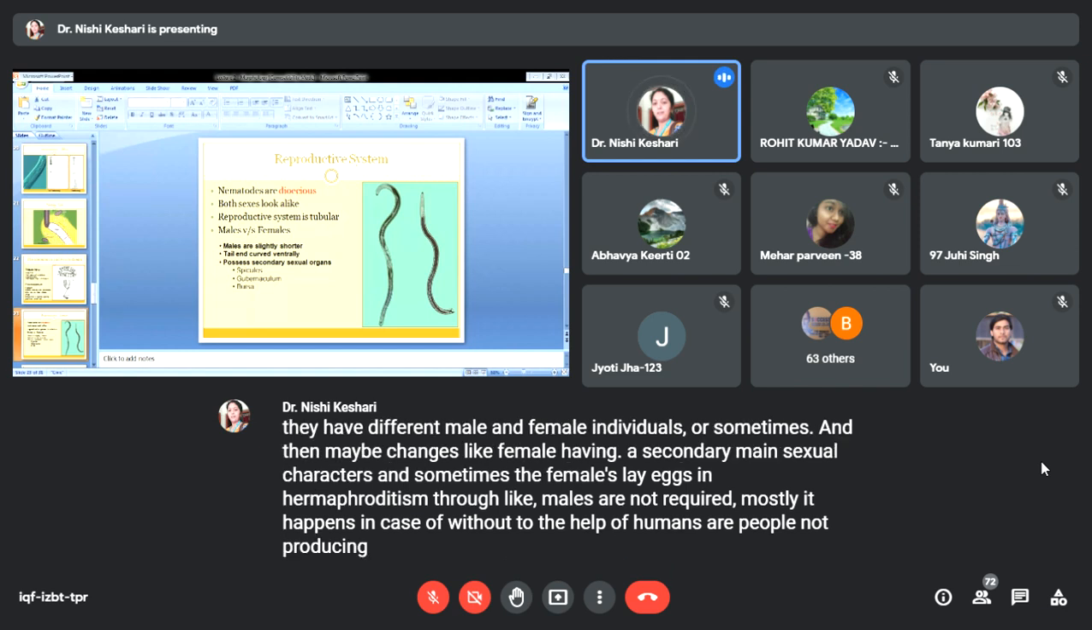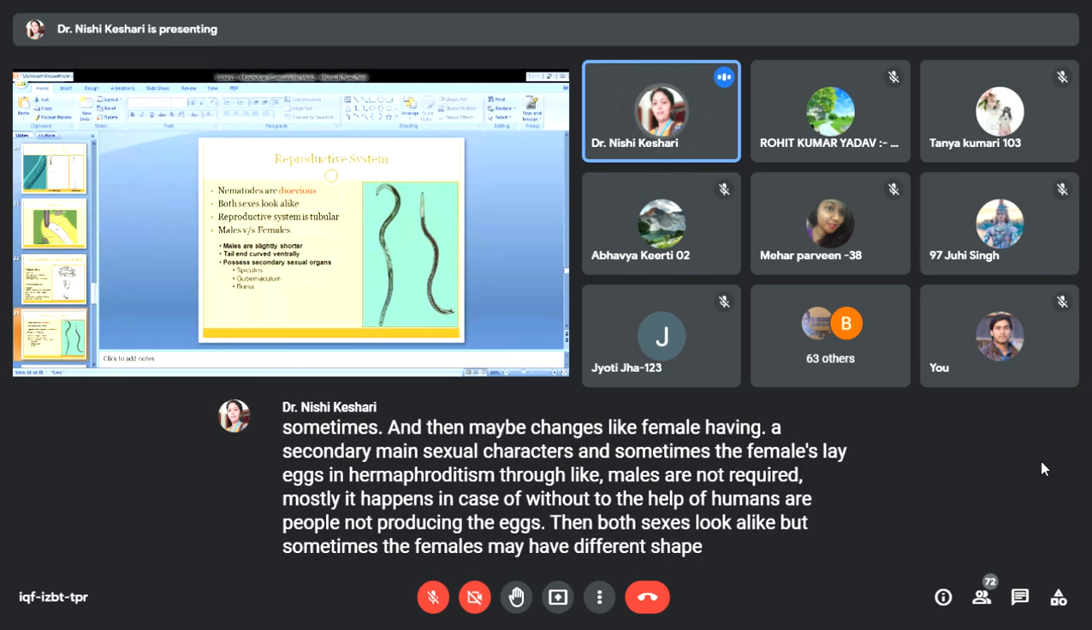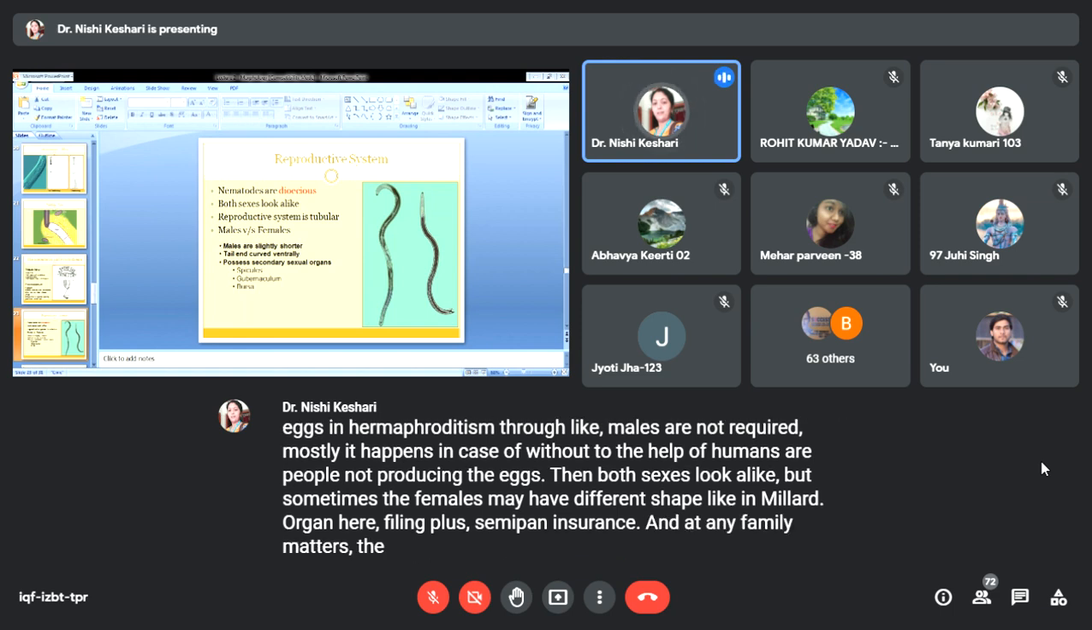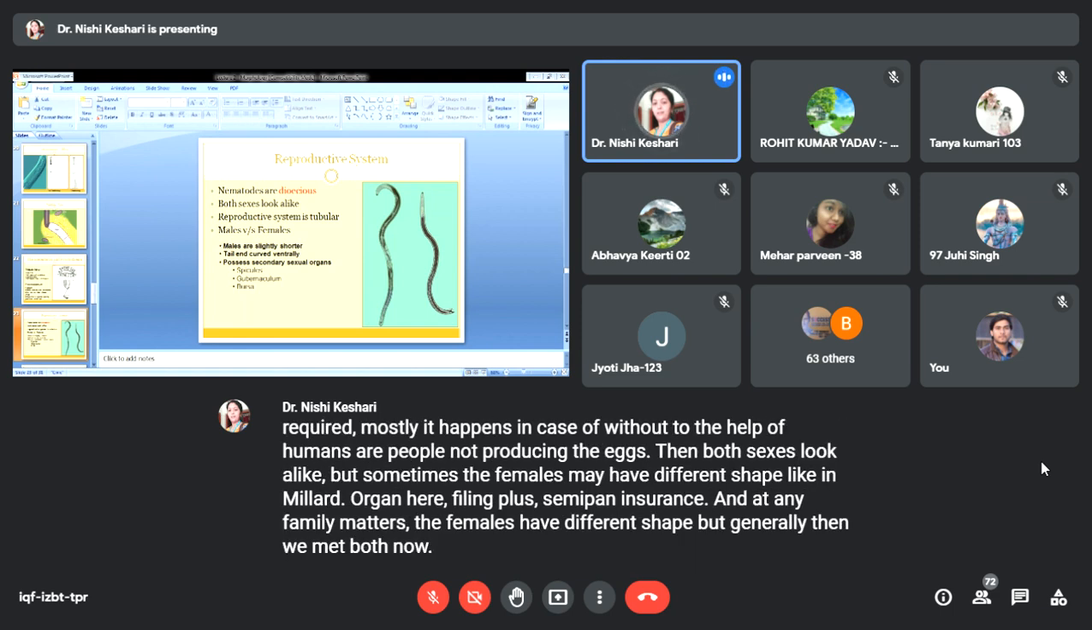the eggs. Then both sexes look alike, but sometimes the females may have a different shape, like in Meloidogyne, Heterodera, Tylenchulus semipenetrans, and reniform nematodes. The females have different shapes, but generally both the nematodes, female and male, look vermiform. So males are generally shorter than the females.